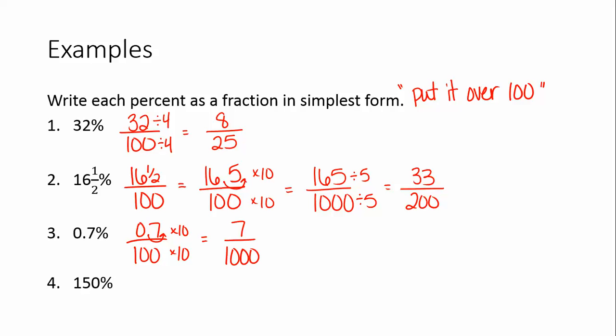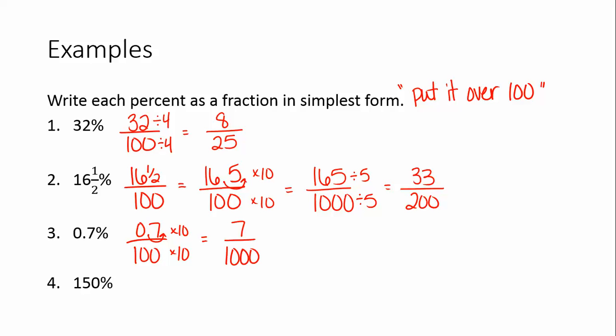And 7 is prime. If you want to check on a calculator if 7 divides into 1,000, you would punch in 1,000 divided by 7, and you'll see that it does not. So this is our reduced answer, 7 over 1,000.